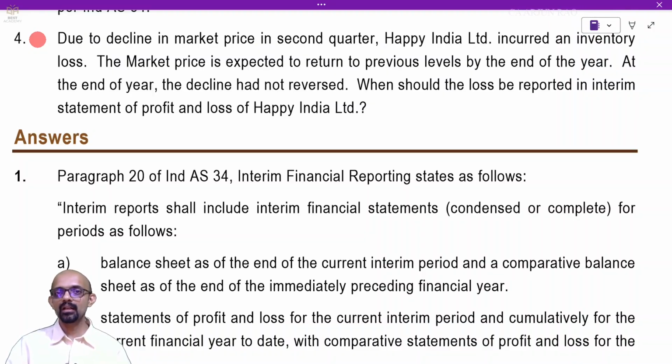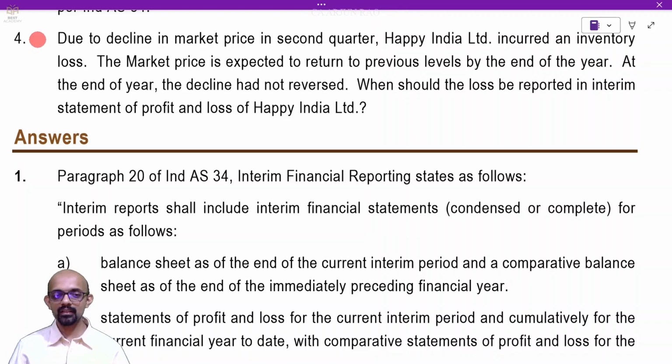So for example, recognition of an expense. We don't postpone recognition of an expense just because in future the income will be higher. Okay. So for everything else, the normal accrual principles and other accounting principles that apply to the annual financial statements also apply to the interim, right?